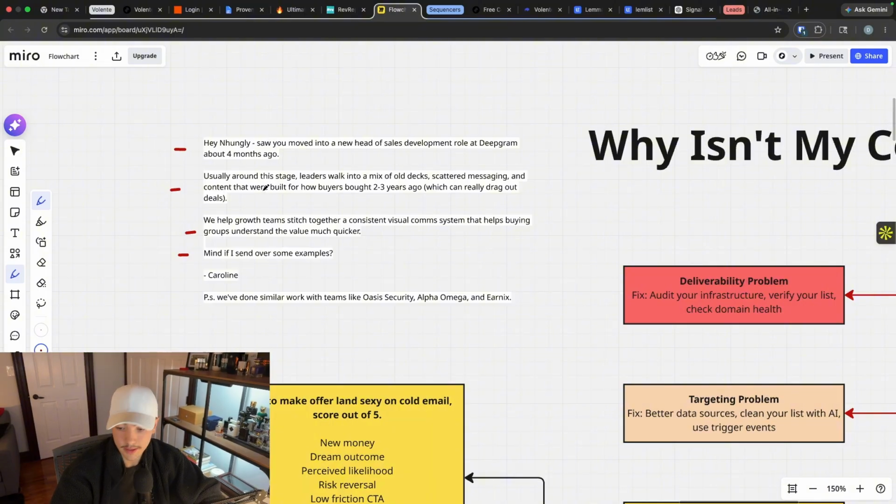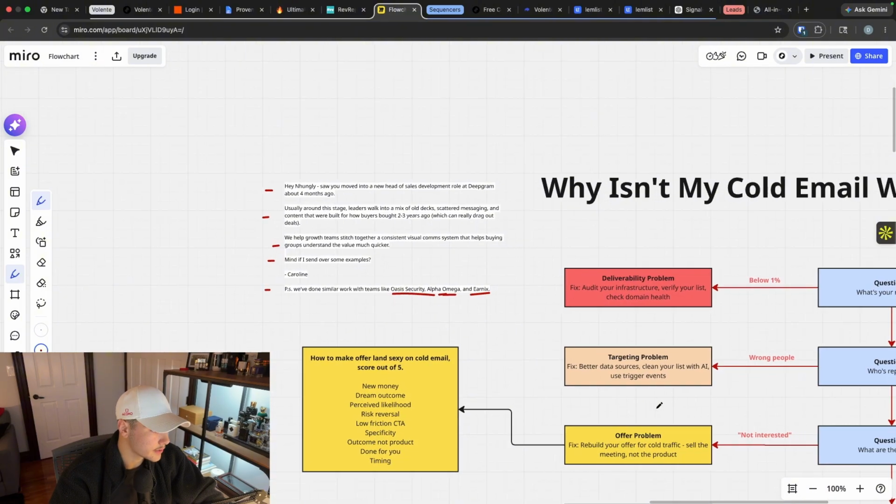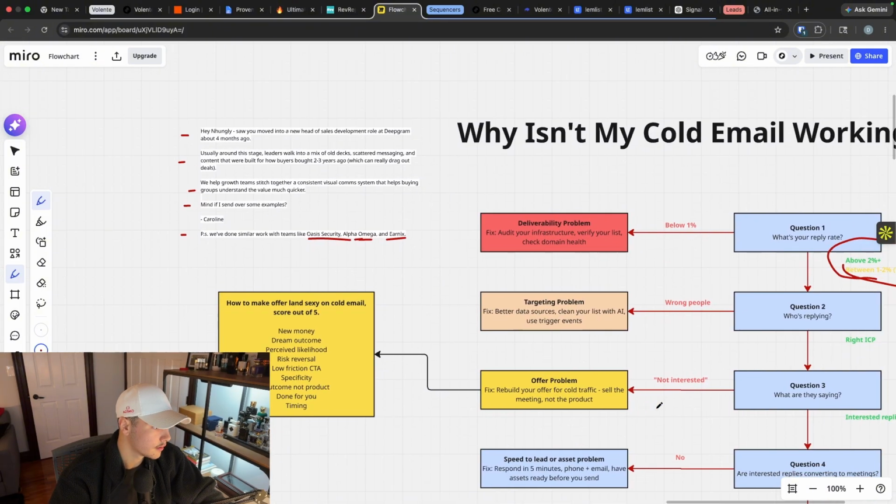You know, there's six key principles to human psychology to get someone to like you. And a lot of them are rooted in our copy, you know? And then some trust. We've done similar work for teams like Oasis Security, Alpha Omega, and Earnix, which are very big companies in their spaces. So yeah, this one crushed. And that's just a quick example of how we use trigger events within our copy.